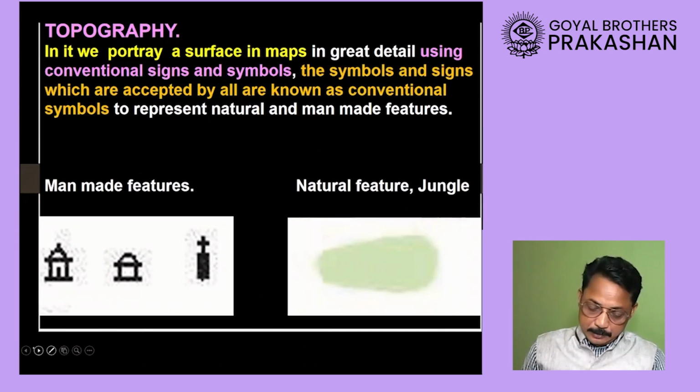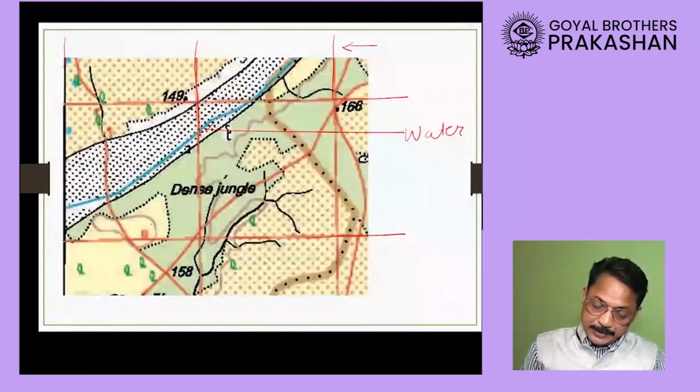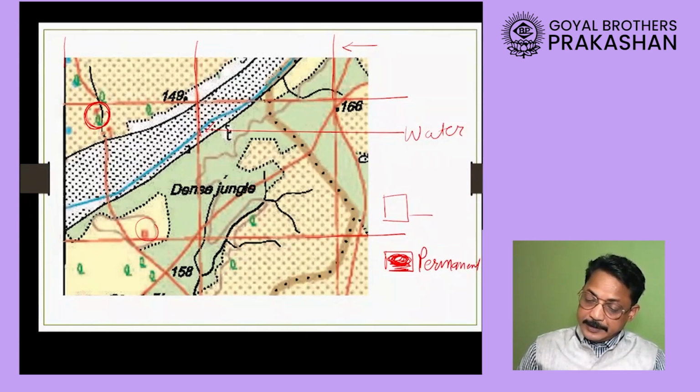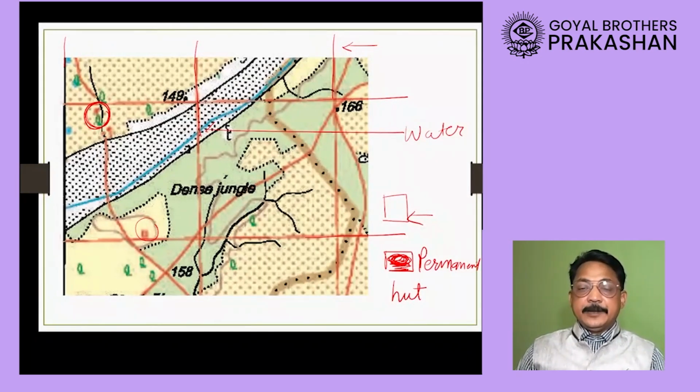For example, on a topography map, if you see a red color square outline shown here, it stands for temporary hut. If you see another red color square over here, it is completely shaded inside. It is a permanent hut. So a temporary hut and a permanent hut. So what we are understanding is that they have used some symbols to show certain features.